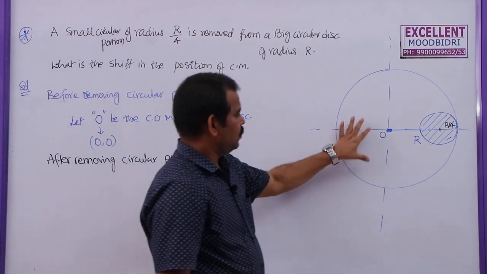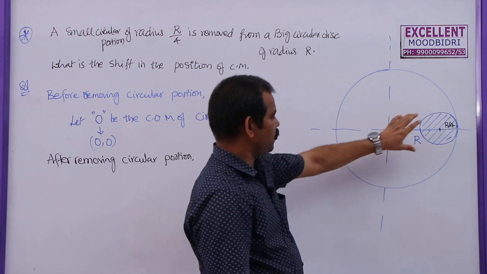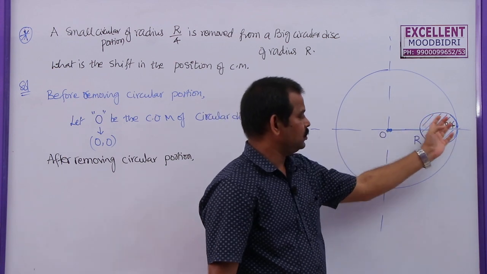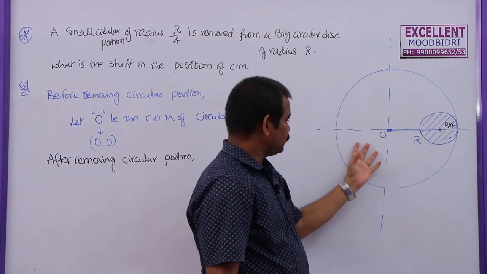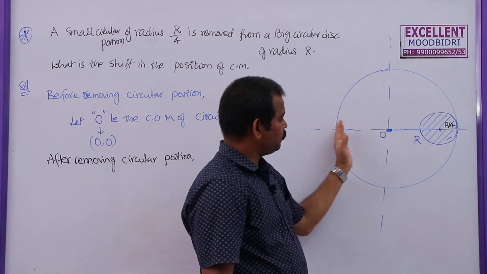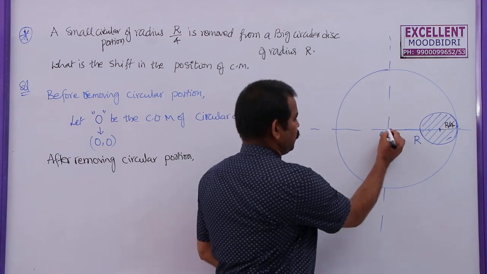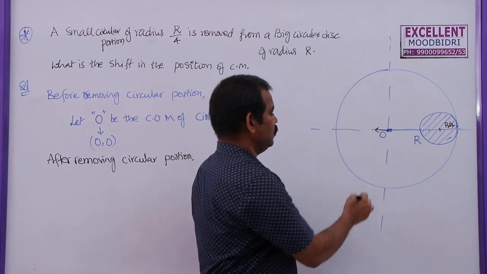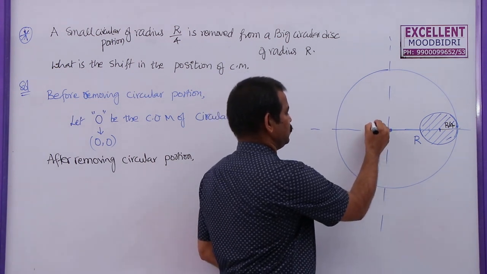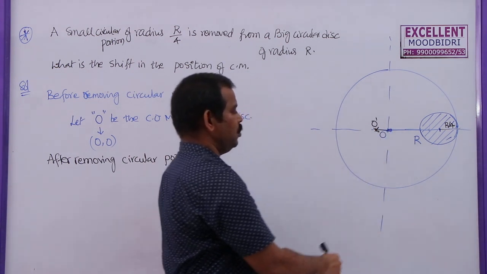We know that mass is distributed uniformly before removing this portion. When the mass is removed on this side, more mass will be concentrated on the left side of this diagram. So the center of mass will move in this direction. It will be somewhere here. This is the new center of mass. Let me take it as O dash.